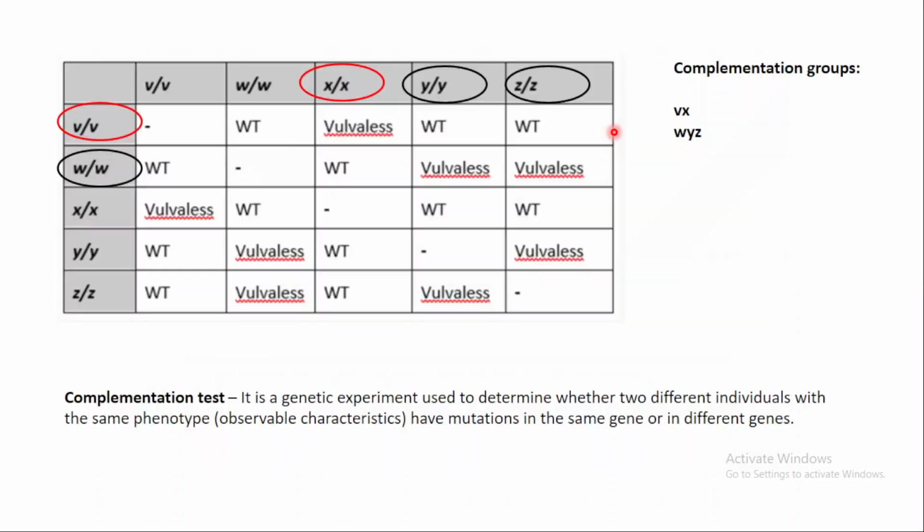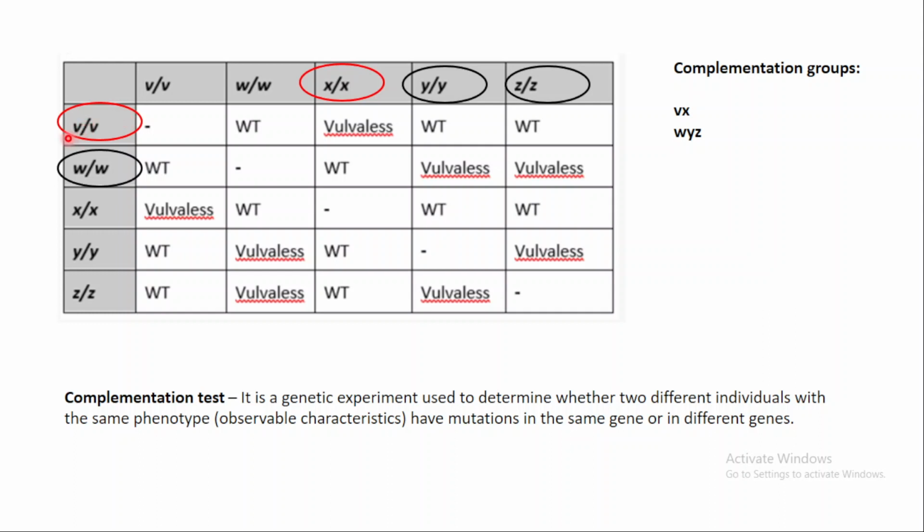So if you see the first statement here, there are two complementation groups VW and XYZ. This statement is false because the complementation groups are VX and WYZ. So these are the two complementation groups. And how did we find it out? So all these mutations are vulvaless phenotype. We know that. Now we will cross these mutations against every other mutation one by one and see which genotype is restoring the wild type situation, right? And which mutation is not able to restore the wild type situation.